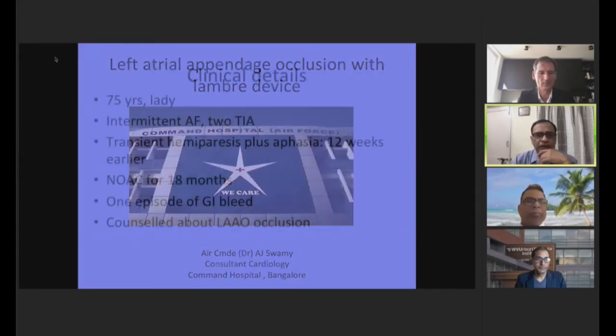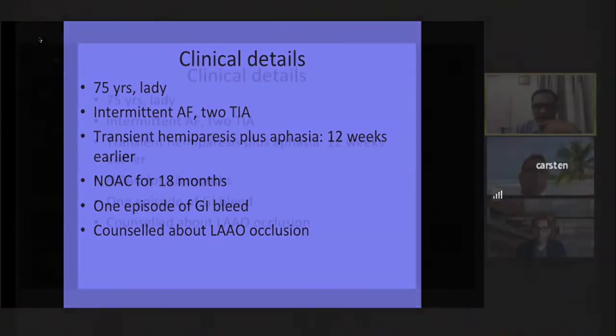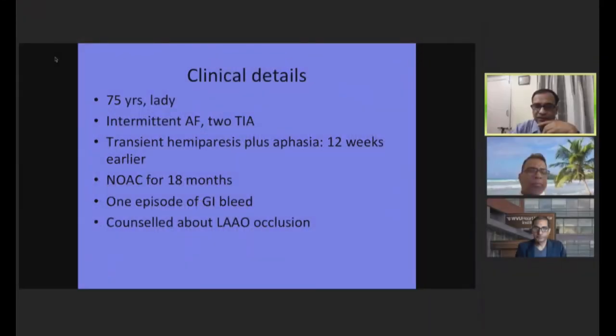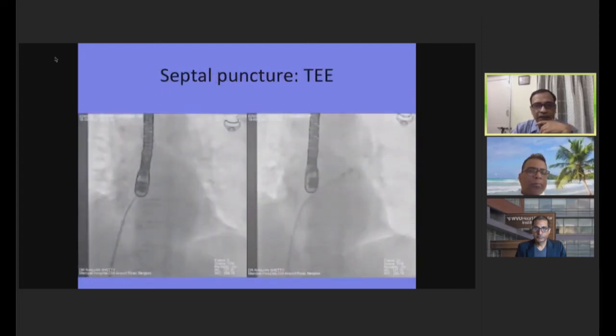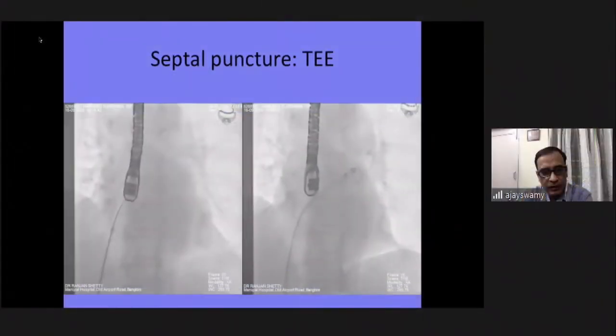All right. So this is the story of a 75-year-old lady with intermittent AF and 2 TIAs and a transient hemiparesis about 12 weeks earlier. She had been on NOAC for 18 months and had an episode of GI bleed, and she was counseled about LA appendage occlusion, and she agreed. After the initial counseling, as we've discussed, the patient walks into the hospital, so the patient must walk out, and the standard steps were followed. This is the septal puncture under TEE guidance, inferior and posterior, as has been shown.